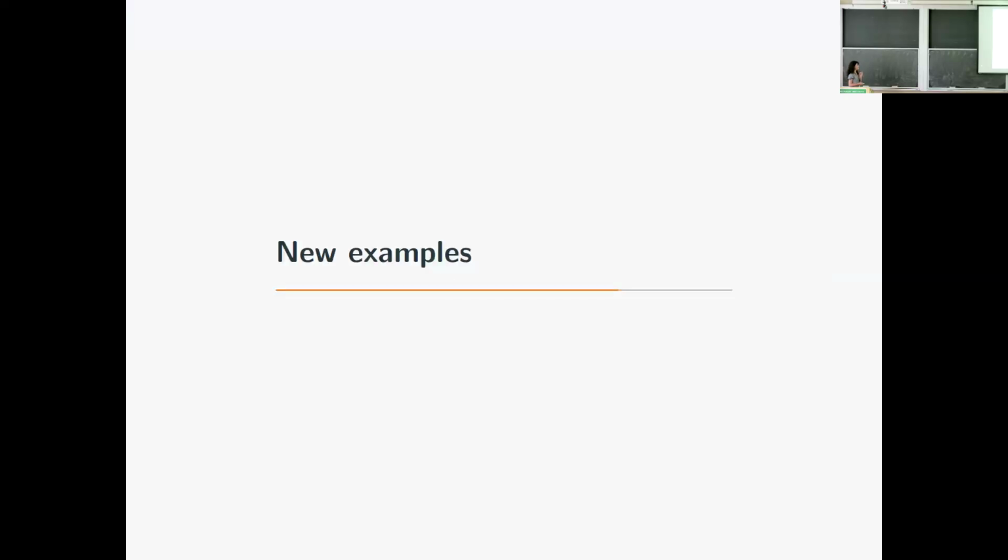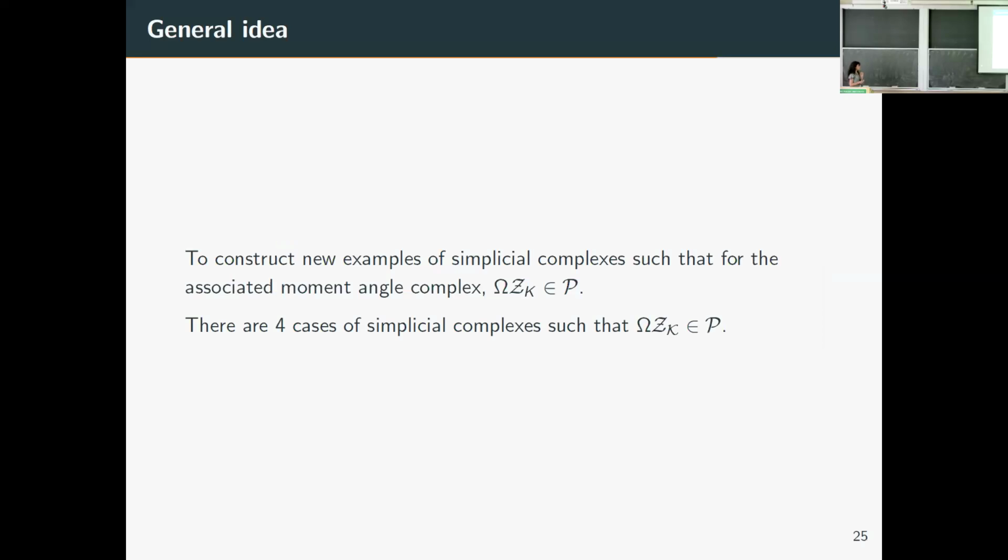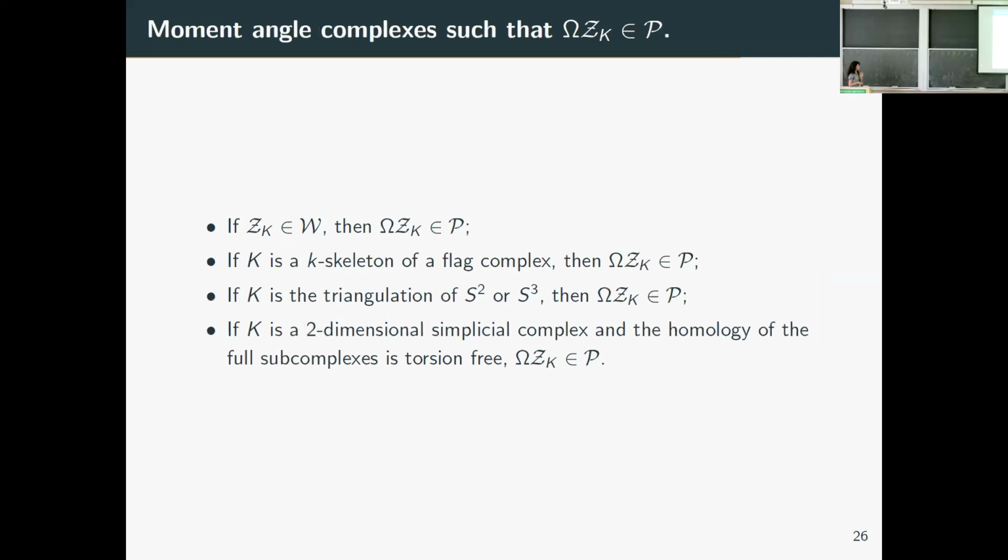Okay, this is enough to create new examples of simplicial complexes that produce moment angle complexes with loop spaces in P. Just to recall, there are 4 cases that are known. When the underlying moment angle complex is a wedge of spheres, when K is the k-skeleton of a flag complex, if K is the triangulation of S^2 or S^3, or if K is a 2-dimensional simplicial complex up to some other conditions. So the last 2, we can dimensionally move away from. The polyhedral join products get very large very quickly, so we don't have to worry about that too much. And it's really the first 2 conditions that we have to be careful with.